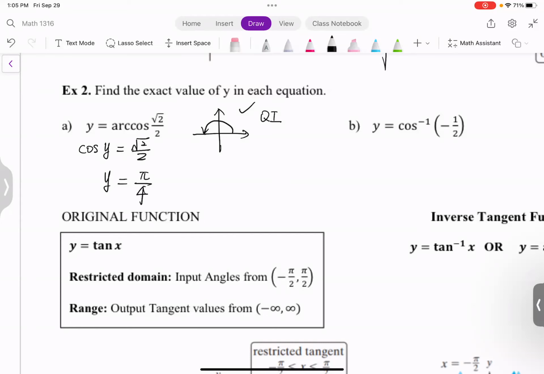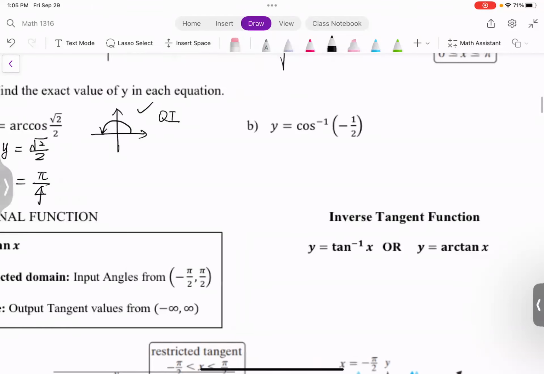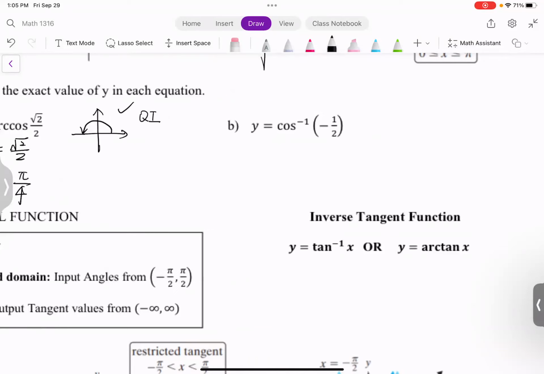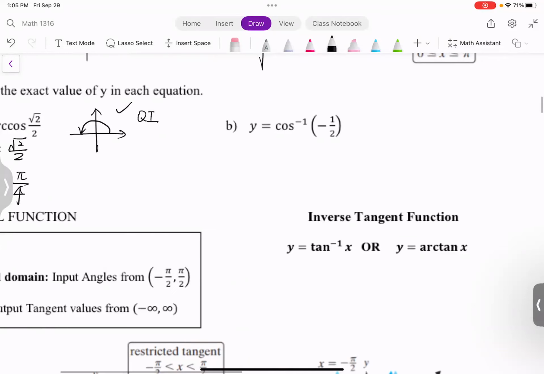Or 45 degrees. Okay, let's see next one. So what should I do first? I need to convert it to the regular cosine function. So cosine y equals -1/2. And the y, if cosine has inverse function, the y must be between 0 to pi.